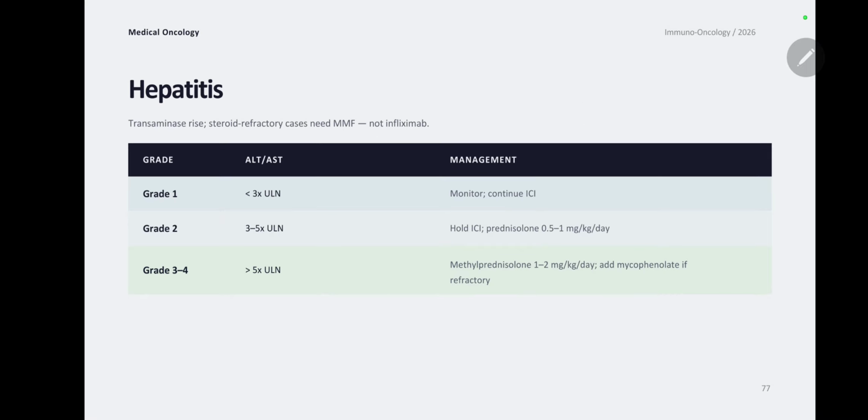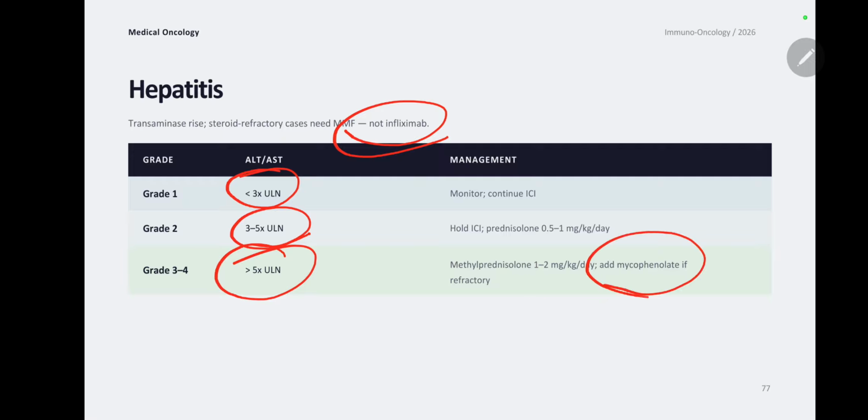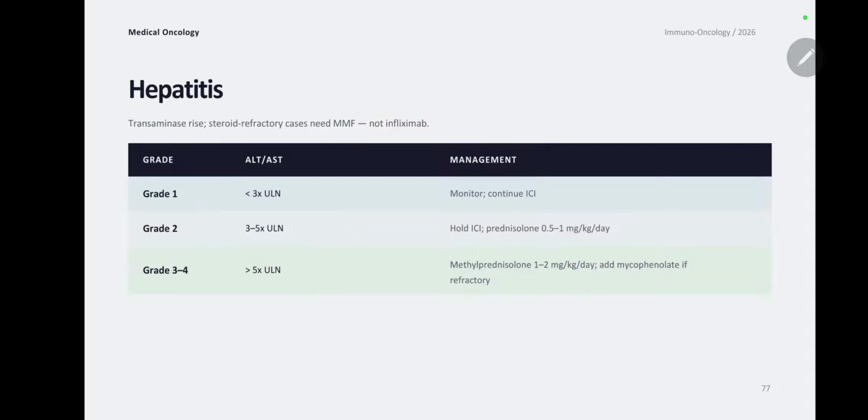In hepatitis, that is a very important thing: we do not use infliximab. Why not? Because it also causes hepatotoxicity, and second, infliximab can reactivate different types of hepatitis. In hepatitis, grade 1 is enzyme elevation above the upper limit but less than 3 times, grade 2 is 3 to 5 times, and grade 3 to 4 is more than 5 times. The rest is the same, but we use mycophenolate instead of infliximab.